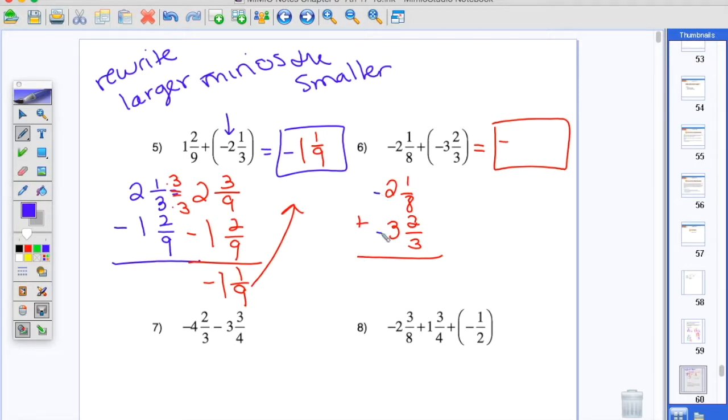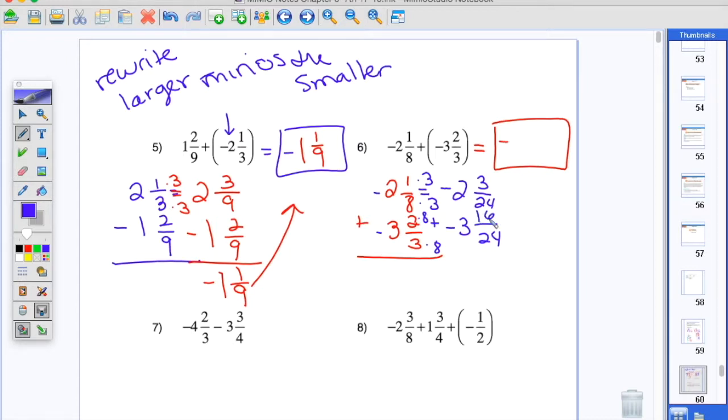These are both negative, but I already put my sign in my answer box. So now I have negative 2 and 8 and 3 both go into 24. And it's plus a negative 3 and something over 24. So 8 times 3 is 24, so 1 times 3 is 3. 3 times 8 is 24, so 2 times 8 is 16.